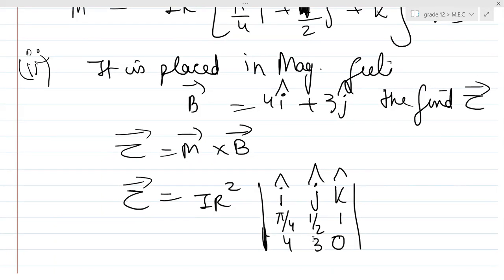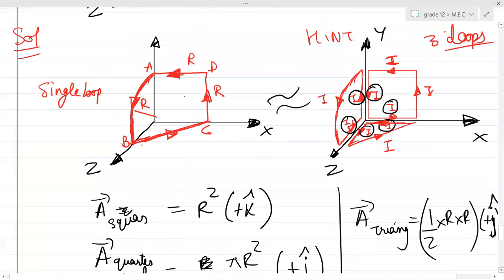So basically, this was the last type of question, which was based on loops which are not in the same plane. And you see, these loops are not in the same plane. So always remember, for these types of wires, we will not deal with them normally. We have to connect them like this.